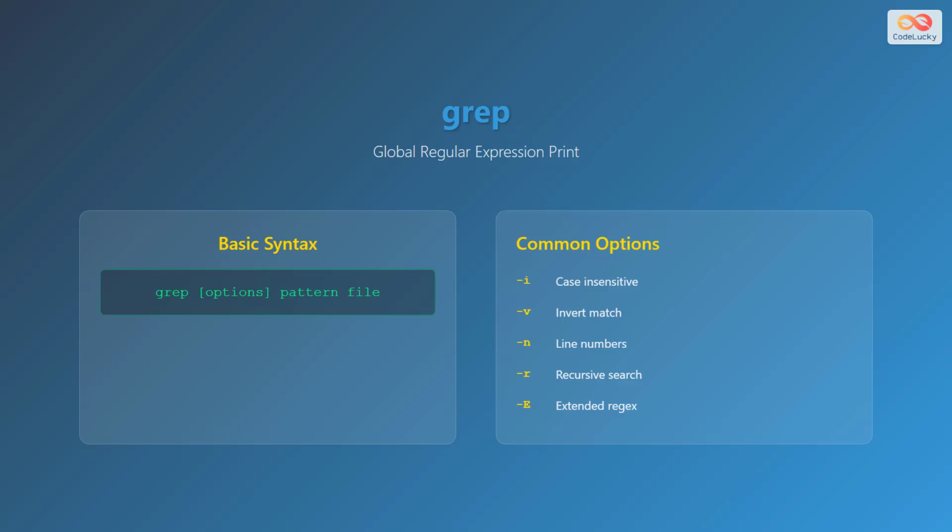Let's explore some common options. The -i flag makes the search case-insensitive, meaning it will match both uppercase and lowercase letters. -v inverts the match, showing you lines that do not contain the specified pattern. -n displays line numbers along with the matched lines. -r allows for recursive searching through directories. Finally, -E enables extended regular expressions, giving you more powerful pattern matching capabilities.